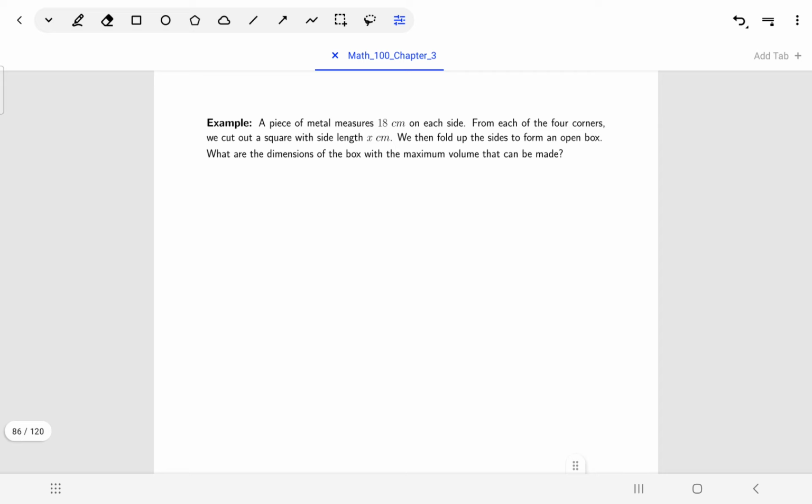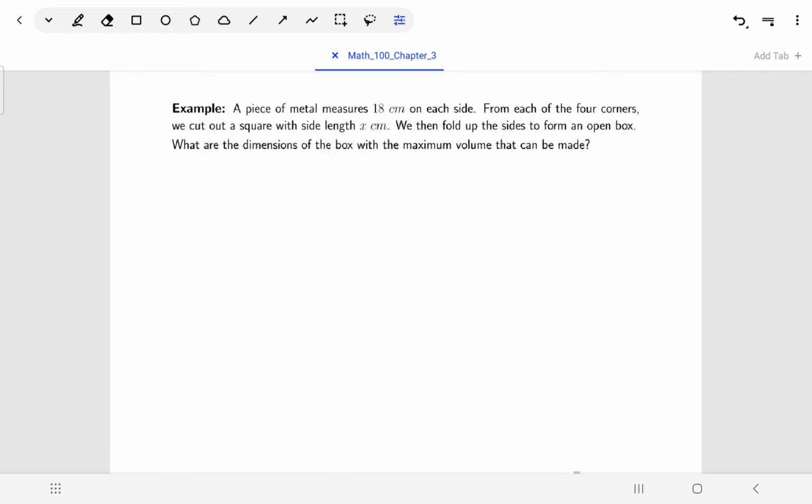Okay, another little geometry kind of problem. I've got a piece of metal. It's a square piece of metal, 18 centimeters on each side. And then from each of the four corners, I cut out a square with a side length of x centimeters.